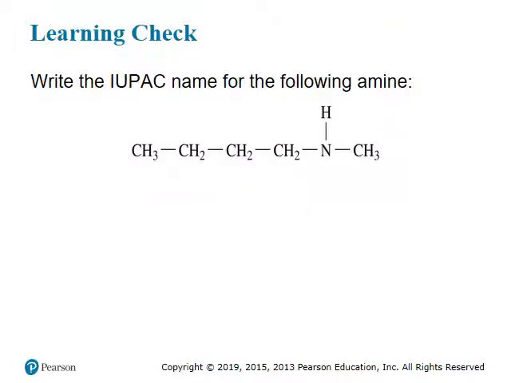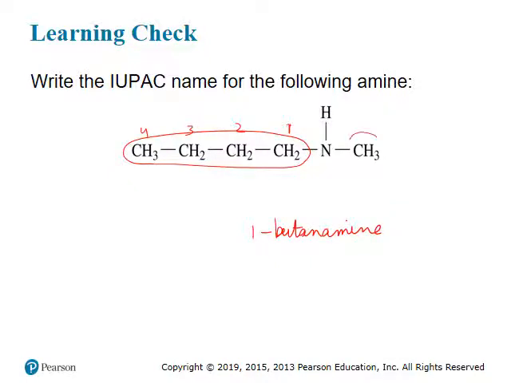Okay, how would we name this? Perfect. How many carbons is this? 4. Butanamine, perfect. And it's 1-butanamine. That is methyl, and where is it located? On N. So our substituent is N-methyl, so it would be N-methyl-1-butanamine. Easy. Okay, perfect.